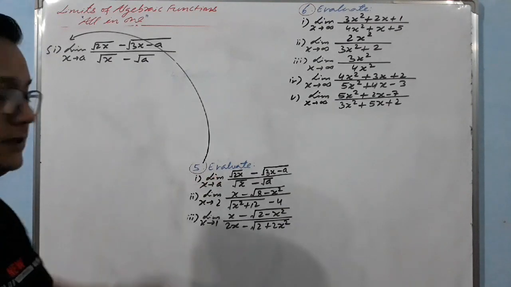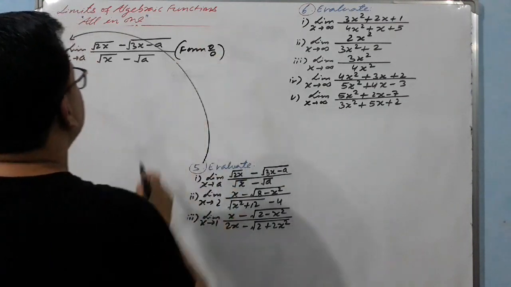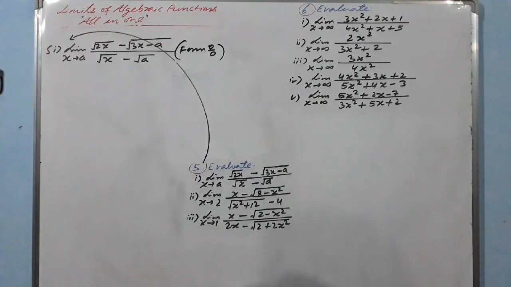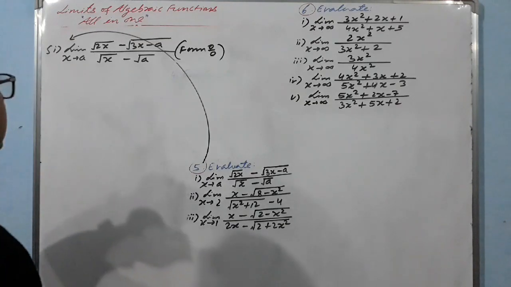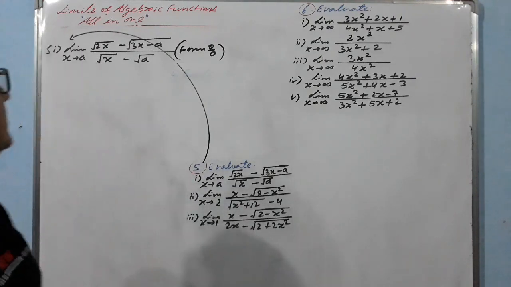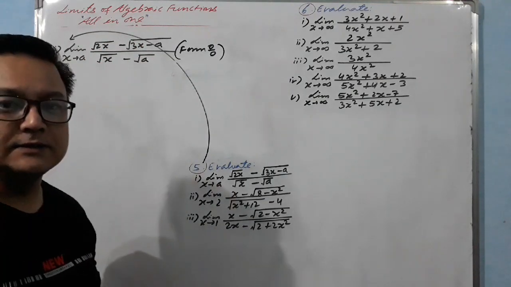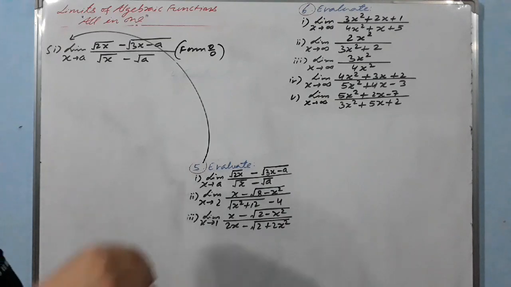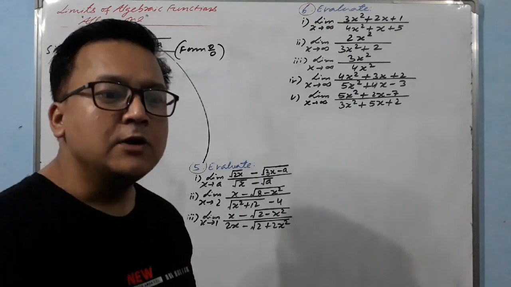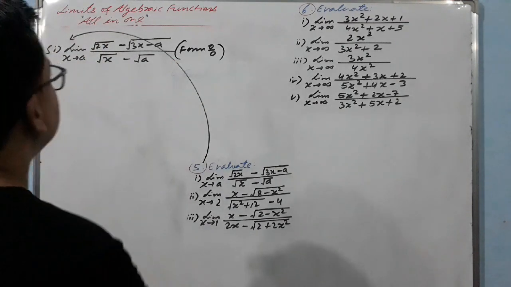If you see this question, you will find this one in 0 upon 0 form. The function is indeterminate at x is equal to a. At x is equal to a, the function is going to be 0 upon 0, so this is an indeterminate form. This means we have to simplify. In the numerator you will see radical terms, and in the denominator also you are getting radical expressions, so in this case you need to simplify. How to simplify? You just rationalize, from the numerator as well as from the denominator.